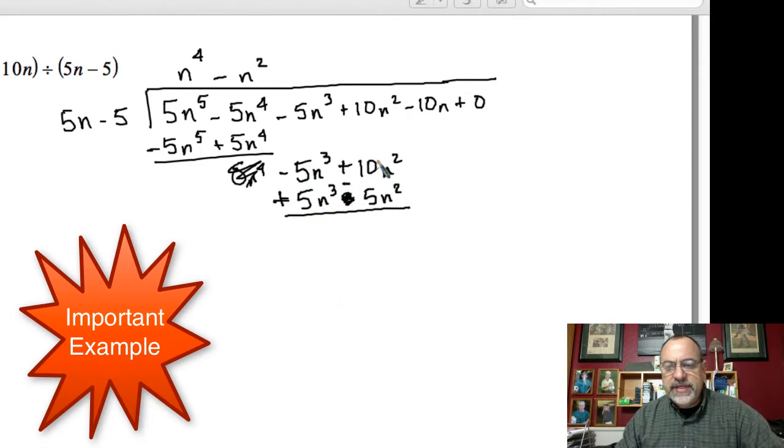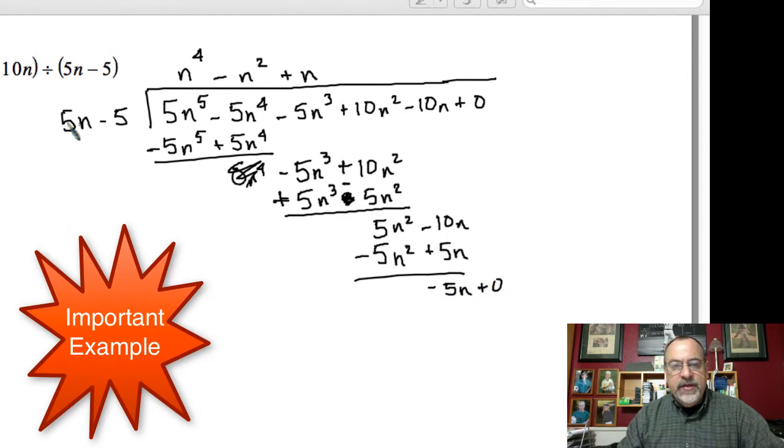So this is going to be 10 minus 5, so that's going to be 5n squared, and we can bring down the negative 10n. So 5n into 5n squared is going to be n, so that's going to be 5n squared, and then I'm going to have negative 5n. We'll change the sign of both, and then add. And then we can multiply this by negative 1, because negative 1 times this is negative 5n, and then I have a plus 5, and then we're going to change the sign of both and then add.